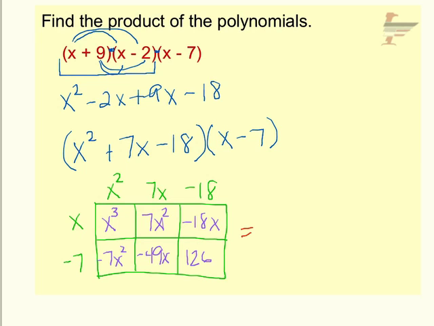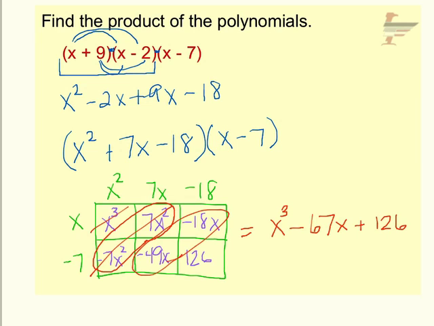You have just one x cubed, but then you have a 7x squared and a negative 7x squared. Those actually cancel each other out. So then we have this negative 18 minus a 49, so that gives us a negative 67x. Those like terms, and then plus 126 in the end. So that's your final answer.